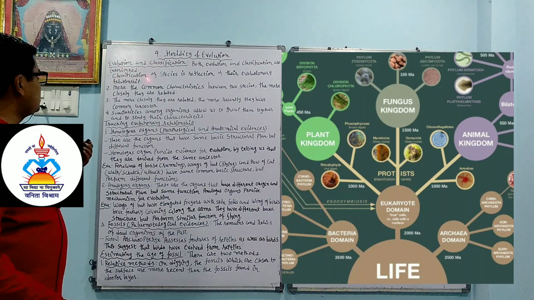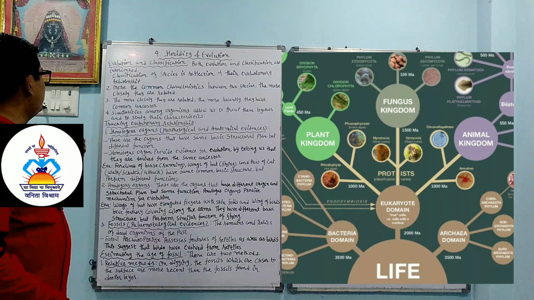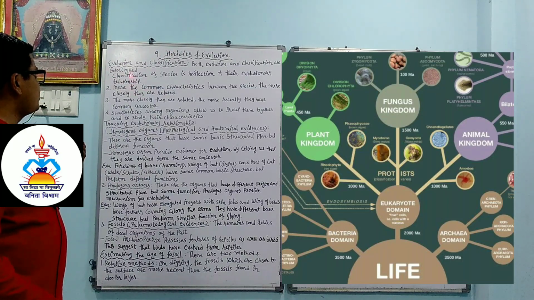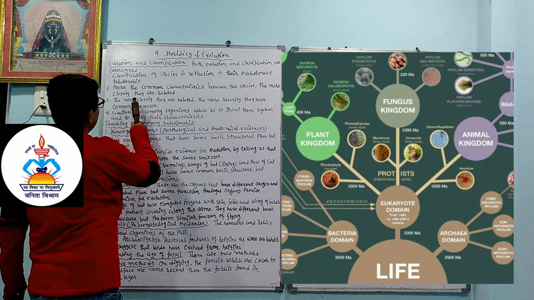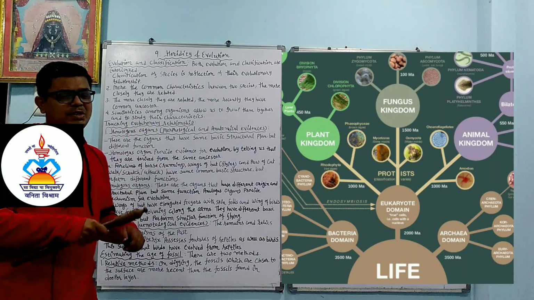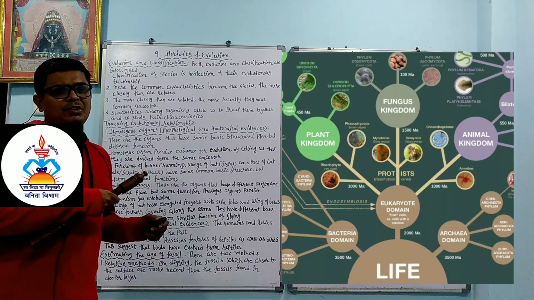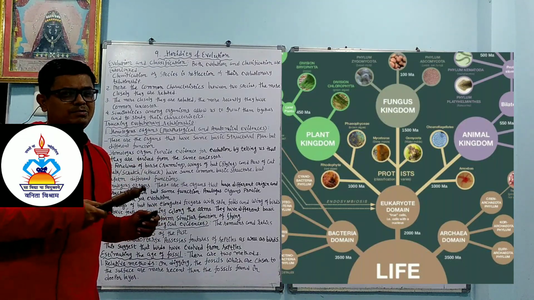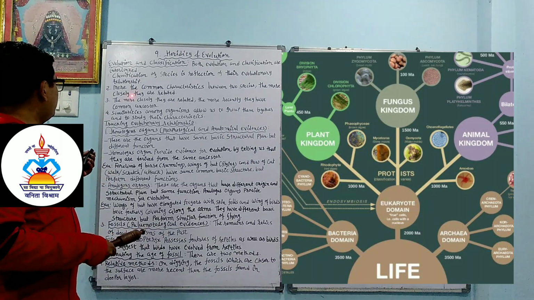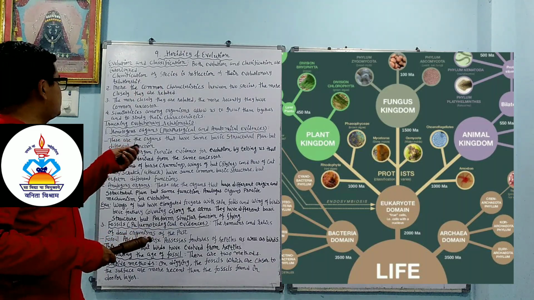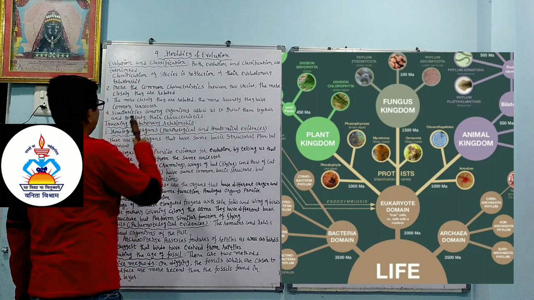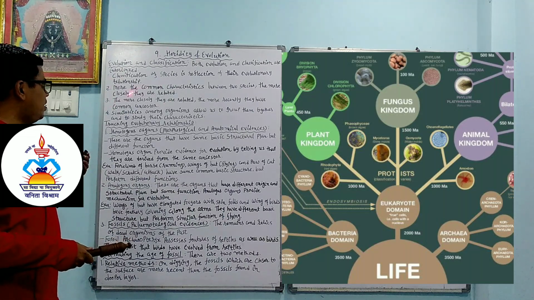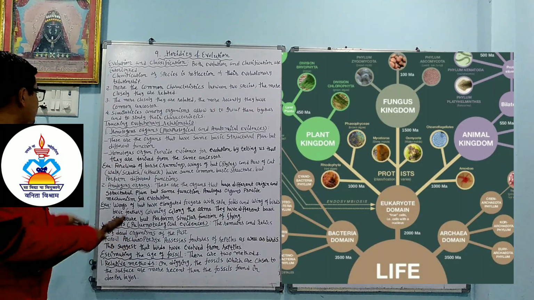First point: classification of species is a reflection of their evolutionary relationship. Whatever classifications there are depend directly on evolutionary relationship. Second, the more common characteristics between two species, the more closely they are related. For example, monkey, chimpanzee and human. The more closely they are related, the more recently they have common ancestors.